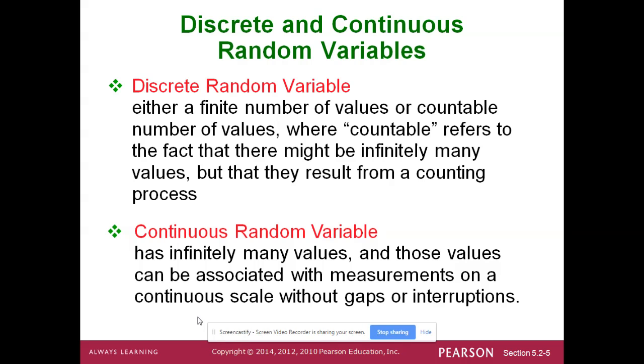A continuous random variable, the difference is it has infinitely many values, and those values can be associated with measurements on a continuous scale without gaps or interruptions. Discrete is like jumping from number 1 to number 2, then to number 3, then to number 4. Continuous, I'm not jumping from one to the next. All of those numbers in between are part of it too. It doesn't stop. No gaps or interruptions. Discrete is one to the next to the next. Continuous, there's no gaps in the variable.